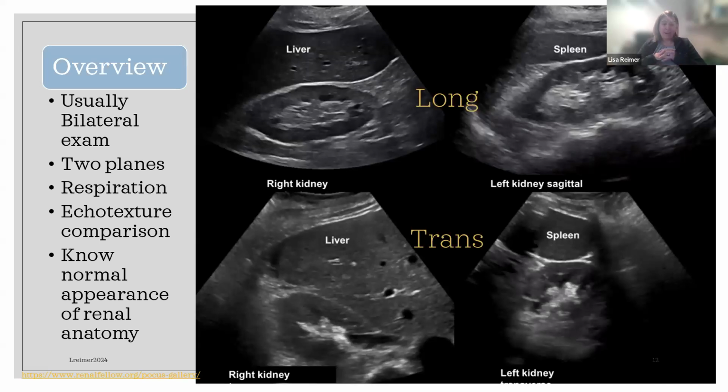It's important to remember additional strategies. So respiration: having the patient take a deep breath in will help push that kidney down. The lungs expand, the diaphragm pushes the organs in the abdomen down, so we can work around the rib cage a little bit better. We are going to look at the echo texture of the kidney and understand what normal looks like. And then we're going to compare it to the adjacent structures. So on the right side, we're going to compare to the liver. And on the left side, we're going to compare to the spleen.